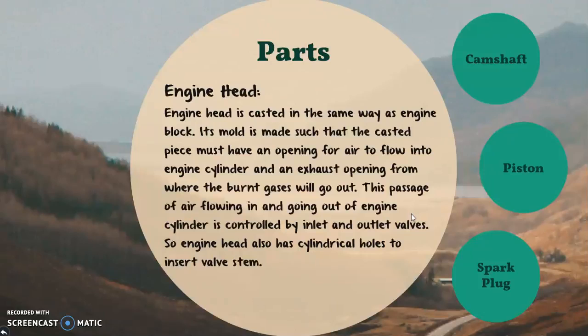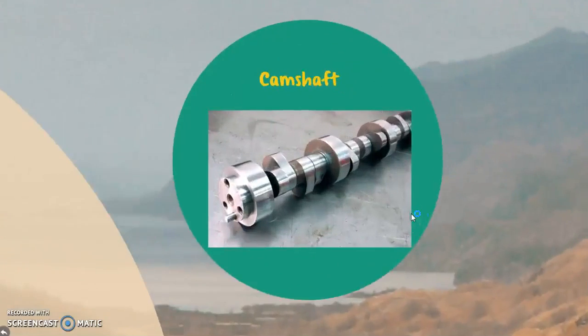It also has an exhaust opening because, when the exhaust stroke is being performed, the exhaust gases need to be removed from the system. This passage of air flowing in and going out of the engine cylinder is controlled by inlet and outlet valves. Next we come to the camshaft.